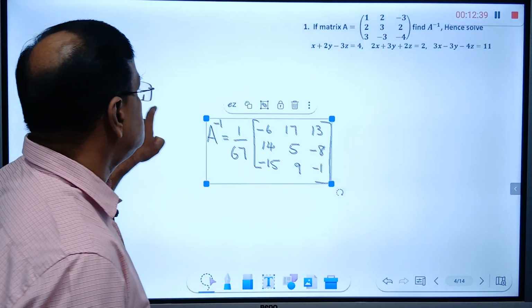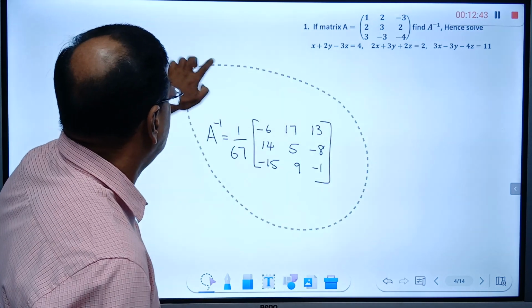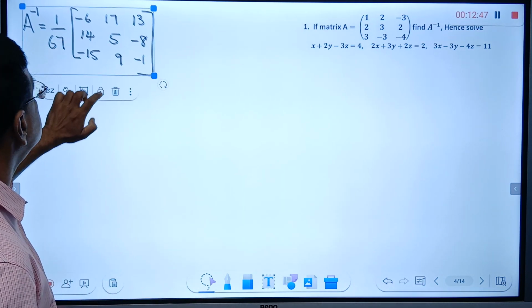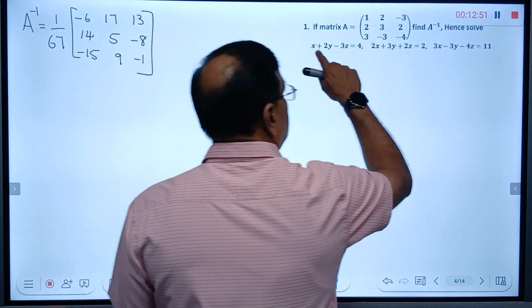I have the inverse. Let me keep it on one side because I need it for reference. So I have the inverse. Okay. Now I want to solve this equation.